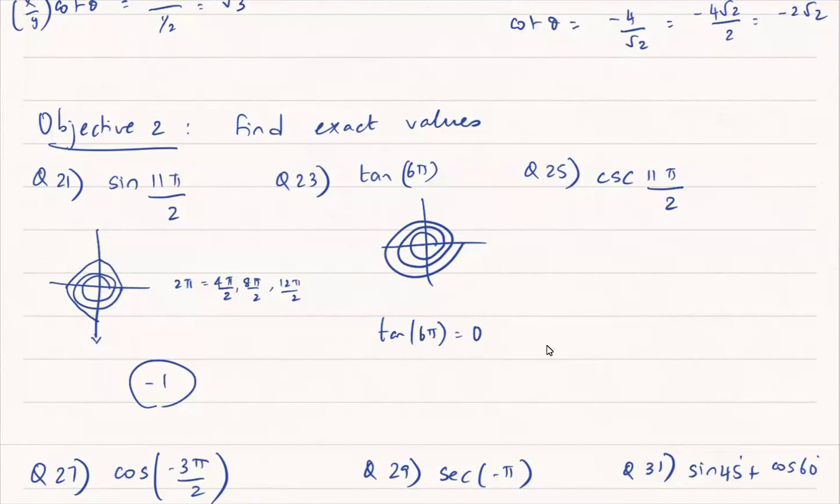Cosecant 11 pi over 2. So cosecant is nothing but 1 over sine. And we already found out sine 11 pi over 2 to be negative 1. So 1 over negative 1 is also negative 1.